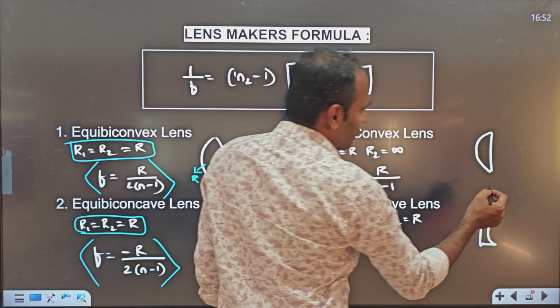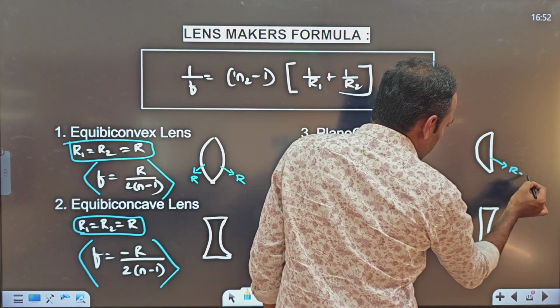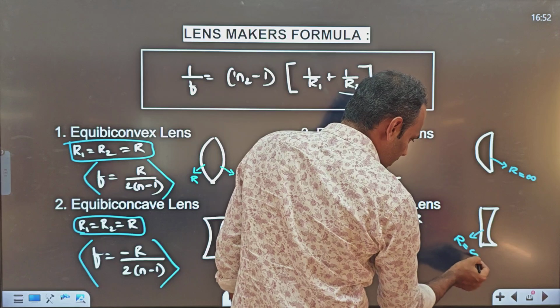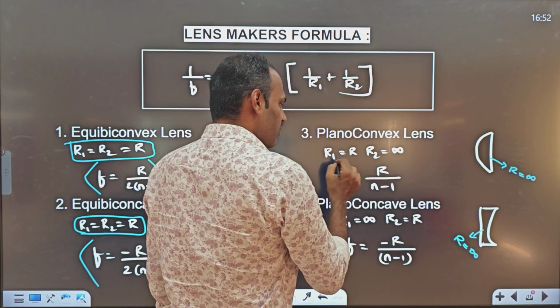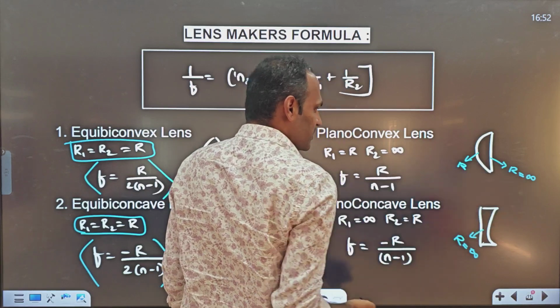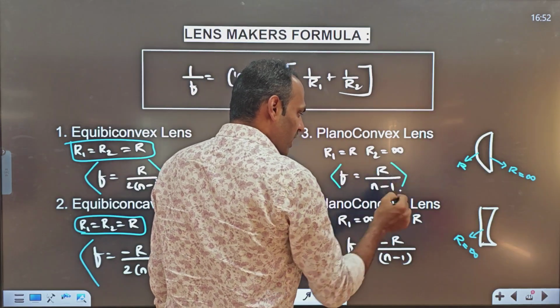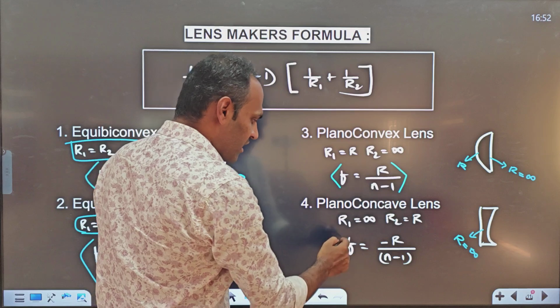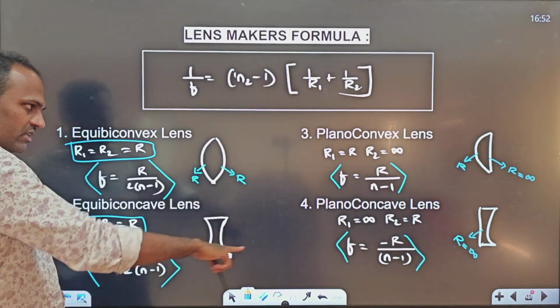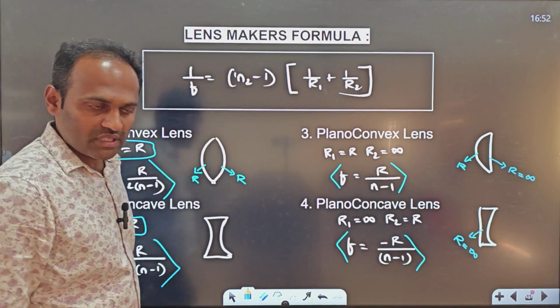See, if it is a plane surface, its radius of curvature has to be taken as infinite. Any plane surface has an infinite radius of curvature. So in this case, r1 is equal to r, that is, the curved surface has radius of curvature r and the plane surface is infinite. Focal length will be equal to r divided by n minus 1 in this case, and here focal length will be minus r divided by n minus 1. A concave lens has negative focal length, a convex lens has positive focal length, right?